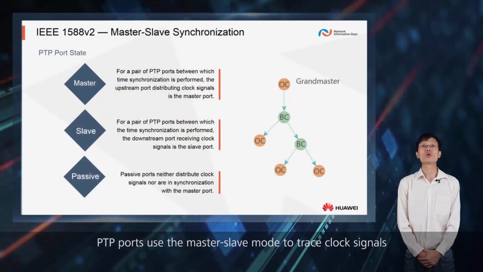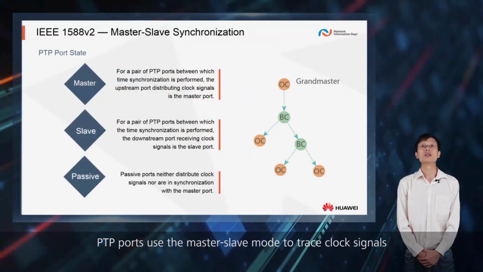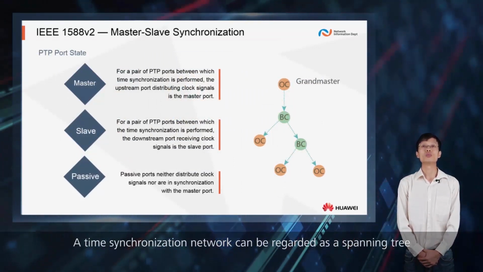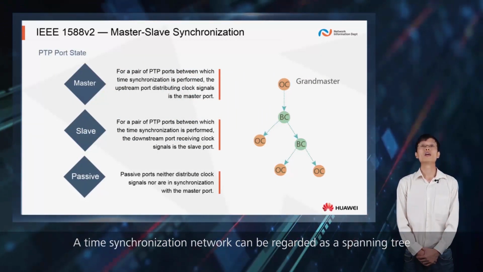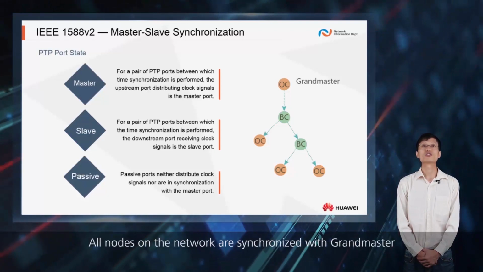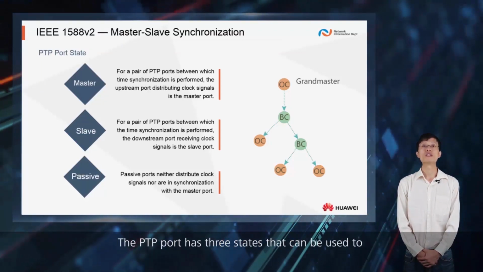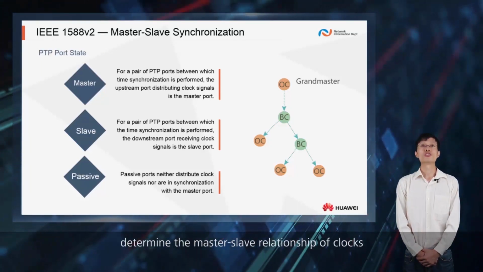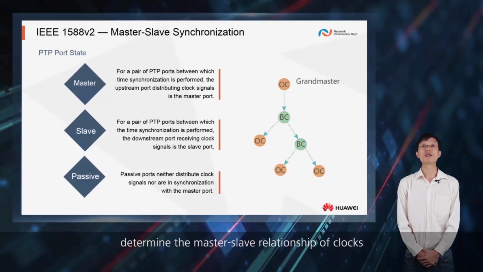PTP ports use the master-slave mode to trace clock signals. A time synchronization network can be regarded as a spanning tree, of which Grandmaster is the root node. All nodes on the network are synchronized with Grandmaster. The PTP port has 3 states that can be used to determine the master-slave relationship of clocks.